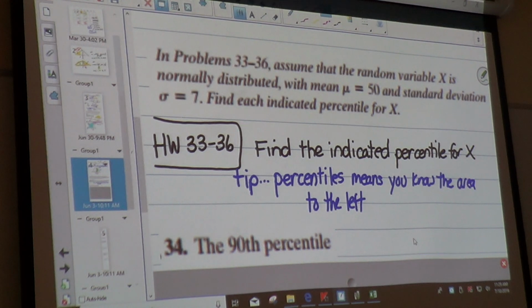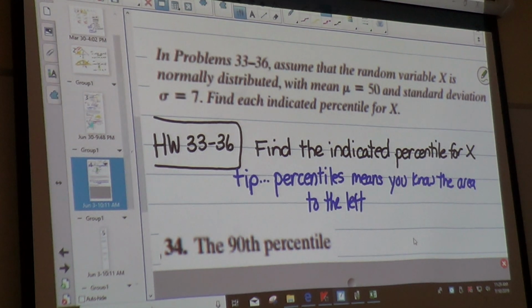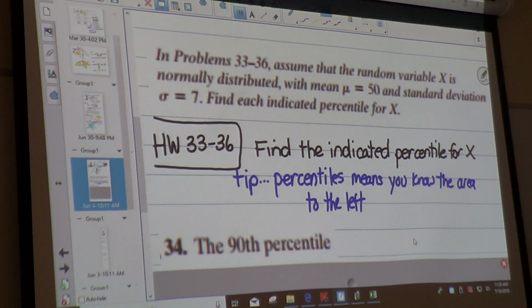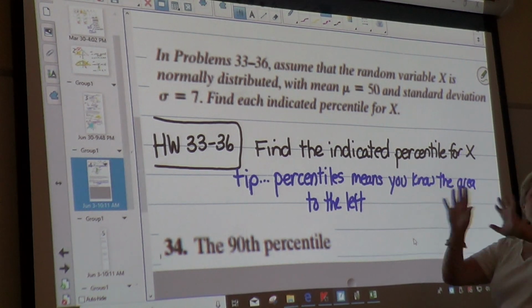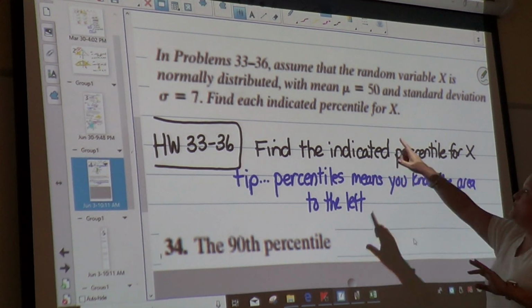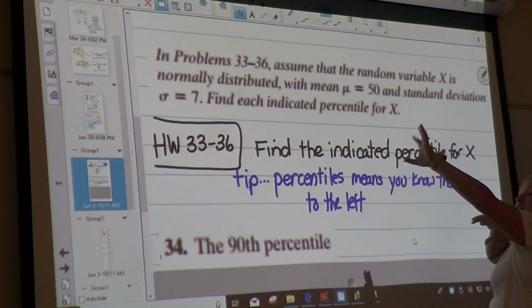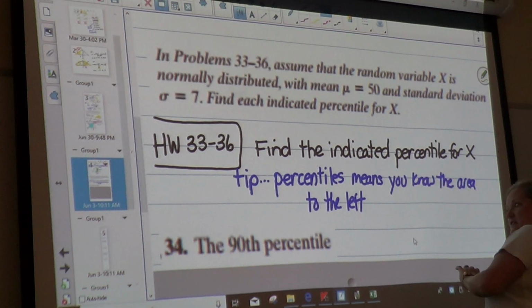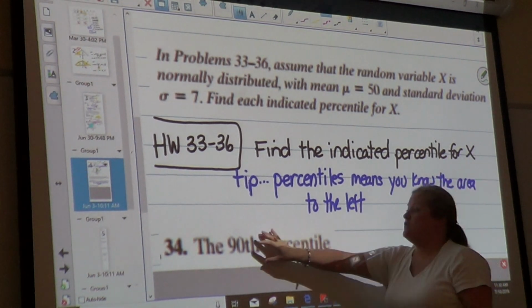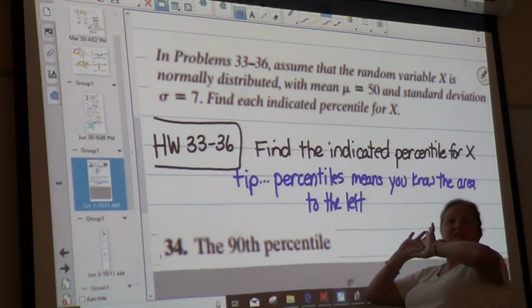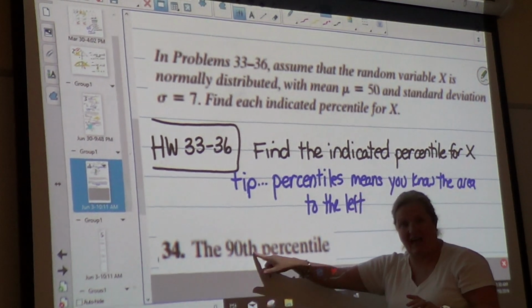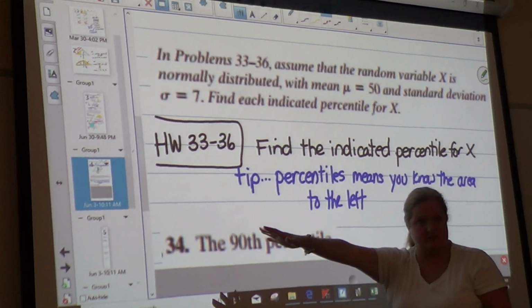Assume that the random variable x is normally distributed with a mean of 50 and a standard deviation of 7. Find the indicated percentile. Now remember we talked about percentile and I told you that Madison was in like the 97th percentile for height. That meant that 97% of the population was below her. So percentile means to the left. When we were doing Z alpha, that meant to the right. Percentile means to the left. So 90th percentile means that 90%, or 0.9, is the shade to the left.